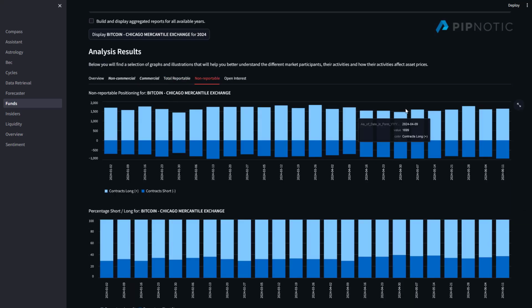The non-reportables, these are the punters. These guys are still super long. I mean, they've been really long for a long time, but they're always long Bitcoin because these are the guys who are just buying and holding, the hodlers as they refer to them.